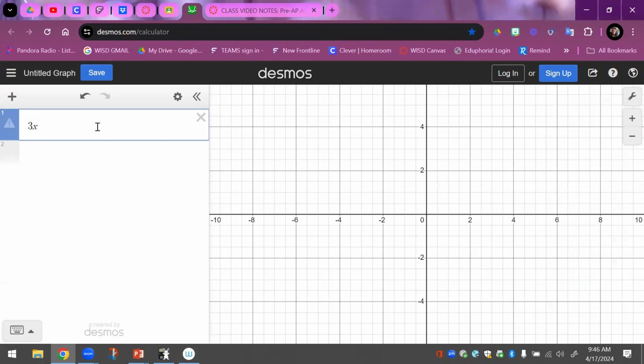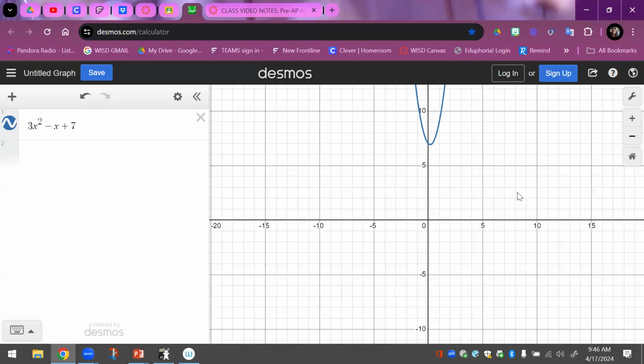3x squared minus x plus 7. Okay, notice I don't see it. That's because my window is too tight. So I just got to zoom out.